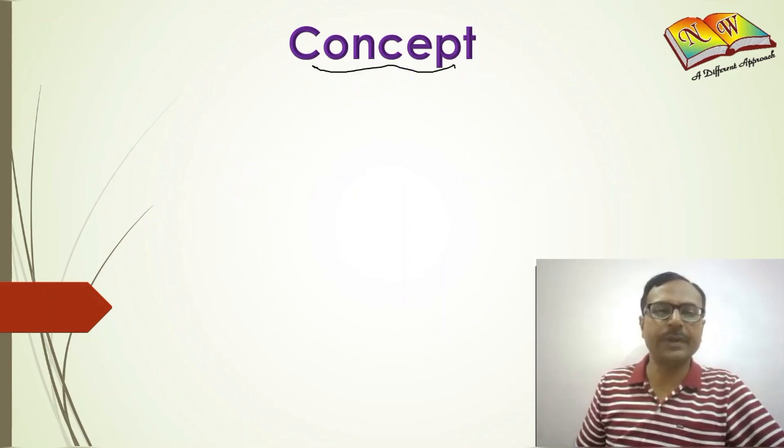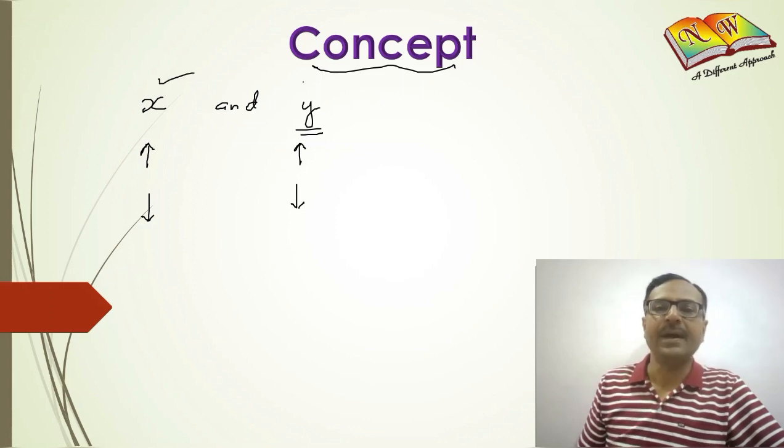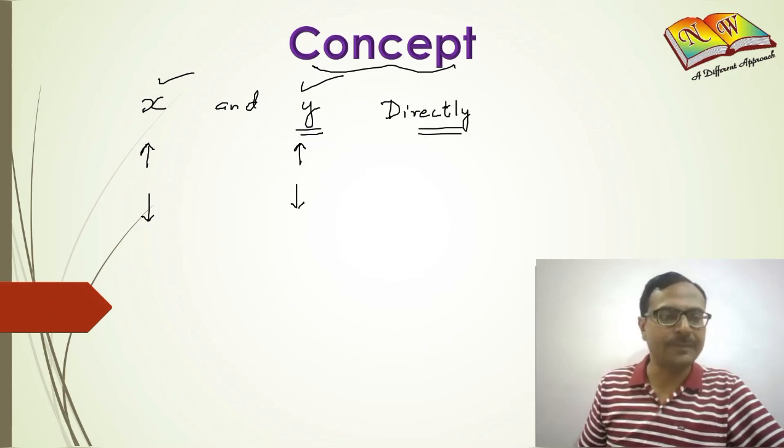Suppose you have two quantities x and y, and you are trying to increase the first quantity x. As a result of an increase in the first quantity, if the second quantity y automatically increases, or due to a decrease in the first quantity, the second quantity y automatically decreases, then x and y are said to vary directly. That means they are in direct proportion.